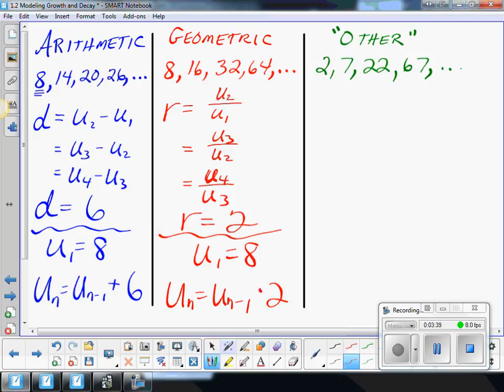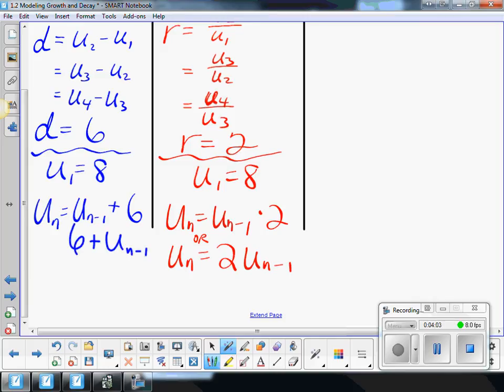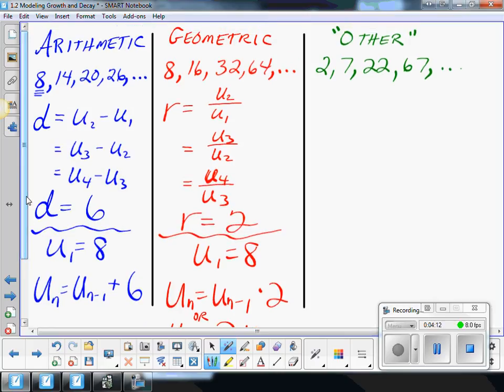Sometimes you'll see in the book or on my worksheets that they'll write it this way, which is the same thing. They just put the multiplier 2 in front of un minus 1. Okay? So that's either or. Just like this one could have been 6 plus un minus 1 if you wanted it to be. All right? Doesn't matter which order that you do them in. So those are the basics of geometric, which is in red, and arithmetic, which is in blue.